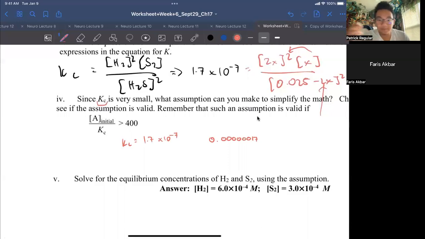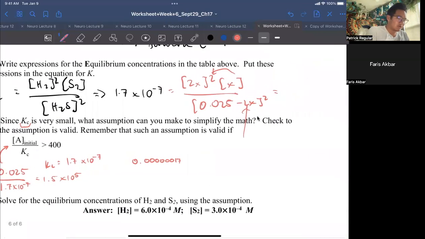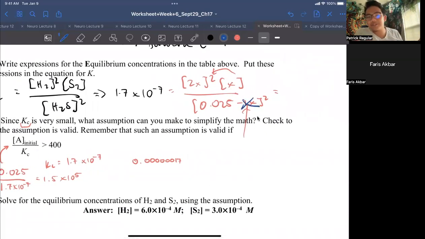So it's pretty negligible, because look at how many zeros there are. A good check is, let's take our concentration, 0.025, divide it by our K constant. And it's 1.5 times 10 to the 5th. If it's greater than 400, ignore it. You don't even have to do that. Just cross this out. It's a lot easier. Don't cross out the numerator, because you still want the ratio. It's going to be a very small ratio, but you still want the numerator. But for that denominator, don't worry about it.